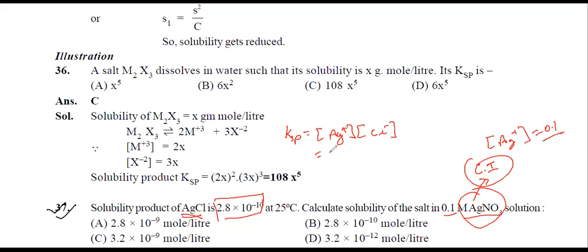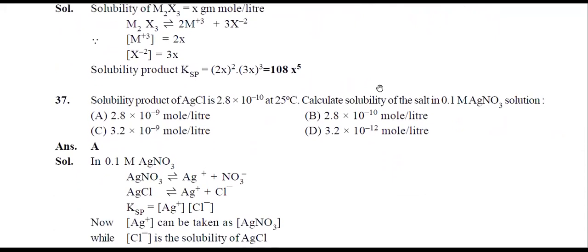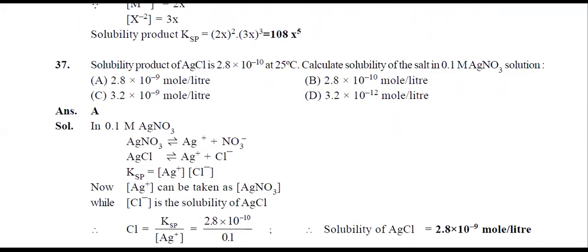So usually it should be the concentration of Ag from this plus S, into S. But since this S is very negligible as compared to this 0.1, it will be just 0.1 into S, which is KSP. So S is this divided by 0.1. I hope everyone is clear about that. So I guess the concept is clear.